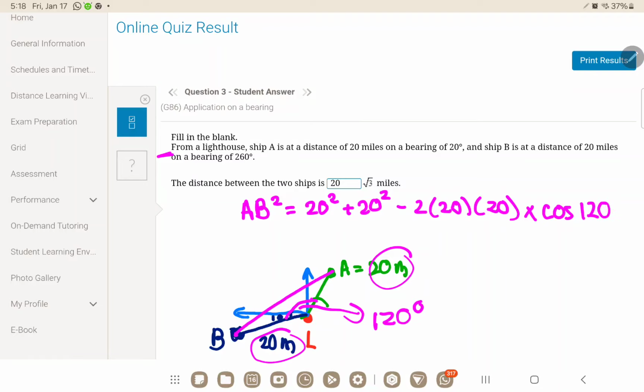Once you put all of this in your calculator, let's see what we get. You get 20 squared plus 20 squared minus 2 times 20 times 20 times cosine of 120. You get AB squared equals 1200. They're asking what's the distance, though, they want AB. What you do is you put that in your calculator. Radical of 1200, you get 20 radical 3. They gave you the radical 3, you put the 20. And that is it. Now, moving on to question 4.